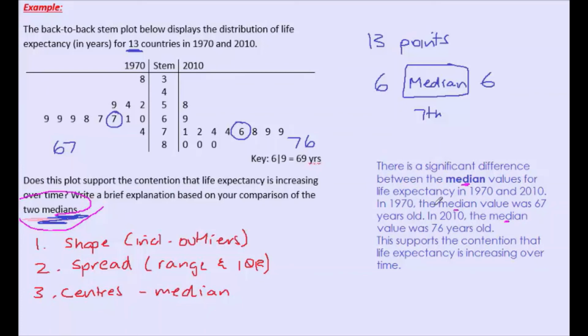So there's a significant difference. In 1970, the median value was 67 years old. In 2010, the median value was 76 years old. I wanted to write years old to show as well that I understood the data, and that comes from this point here. Finally, I've answered the question, does this support the contention?